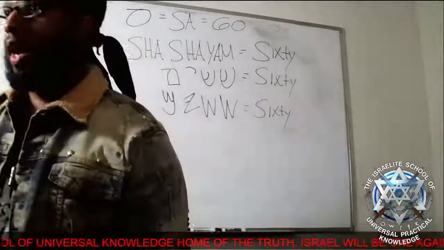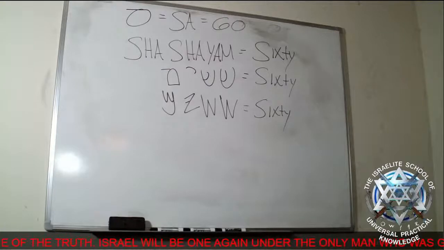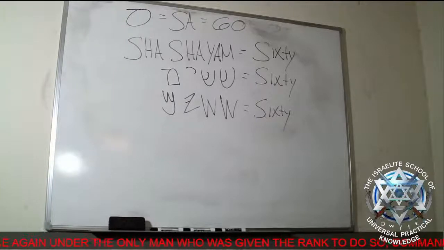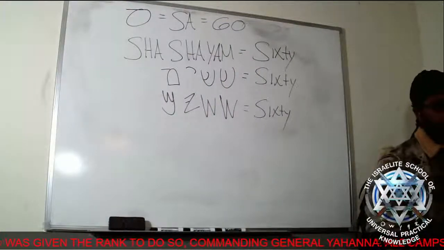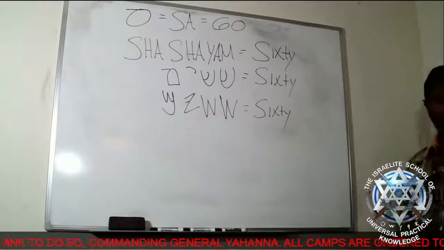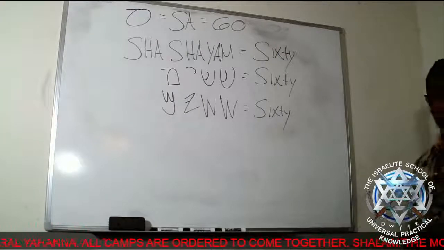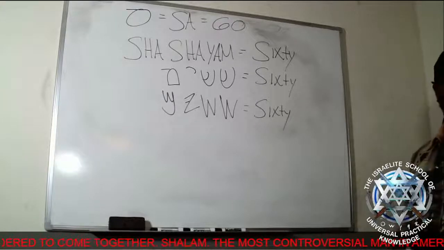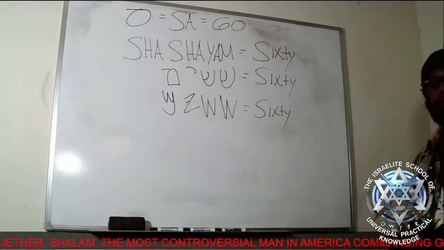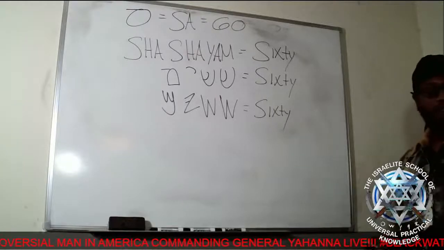So Shashayim is the number 60 in the Hebrew. The letter Sa has a numeric value of the number 60, which is Shashayim. This is something very, very important to understand. Do not take learning the Hebrew lightly. We have to learn this. Ask as many questions as needed because we have to learn this language. Remember, I always bring this up now.